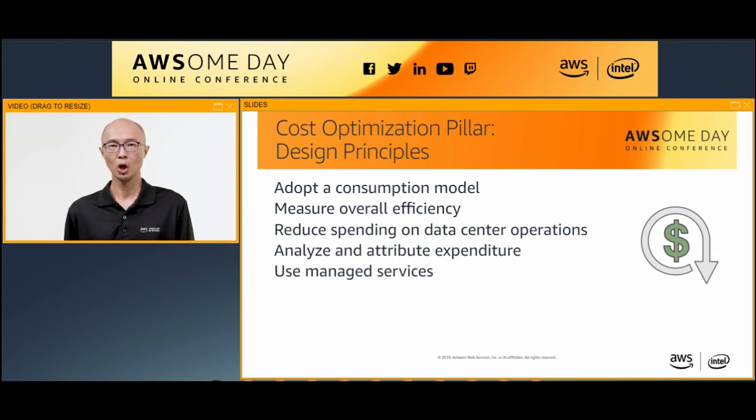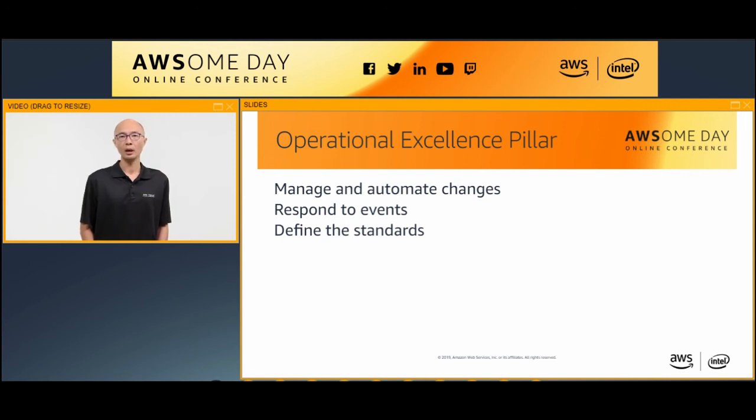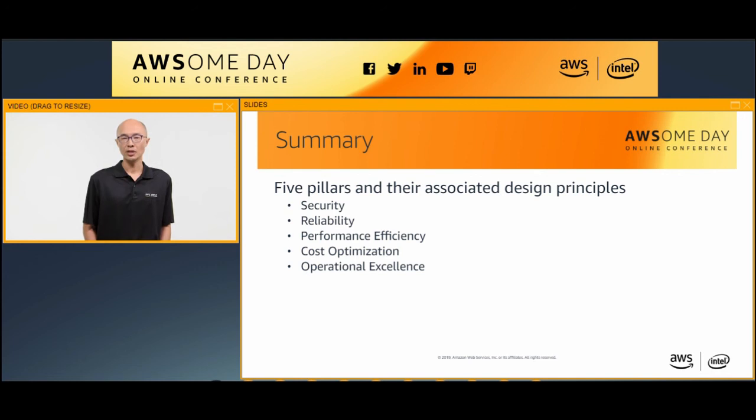The operational excellence pillar focuses on running and monitoring systems to deliver business value and continually improving processes and procedures. Key topics include managing and automating changes, responding to events, and defining standards to successfully manage daily operations. In summary, here are the 5 pillars that make up the AWS well-architected framework.